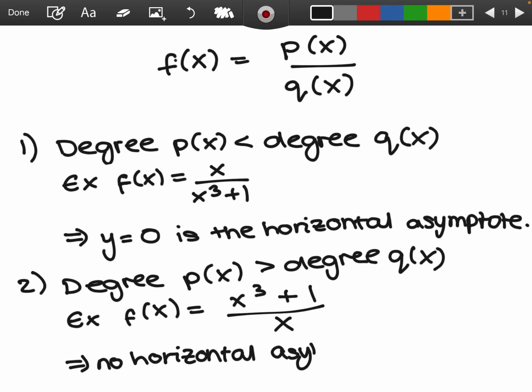You'll actually find, and we'll look at this later on, that you get something called an oblique asymptote in this case, but there is no horizontal asymptote whenever the degree of P of x is greater than the degree of Q of x.